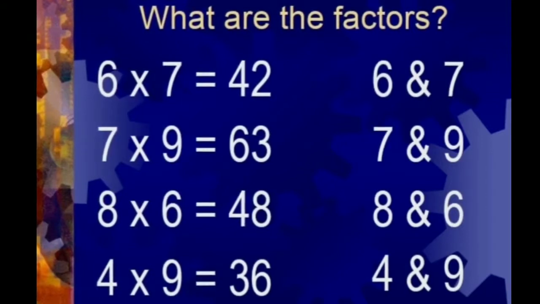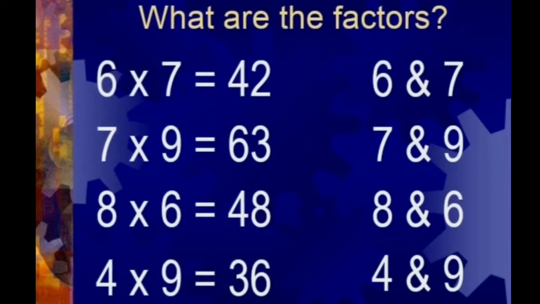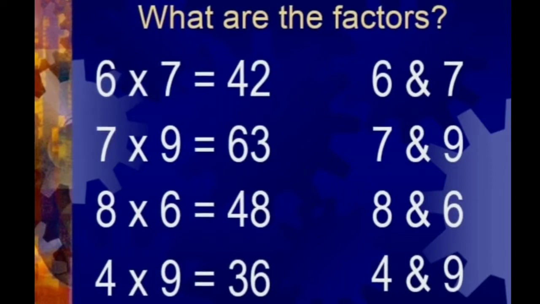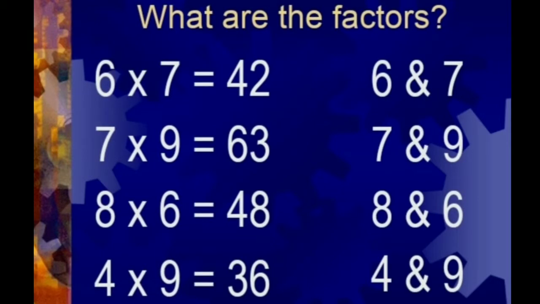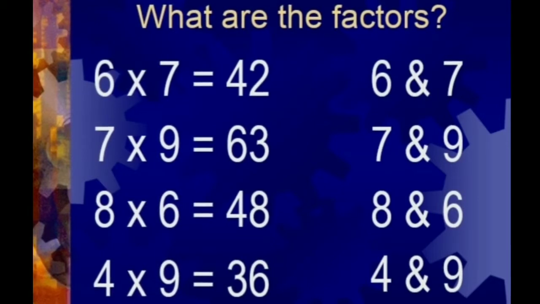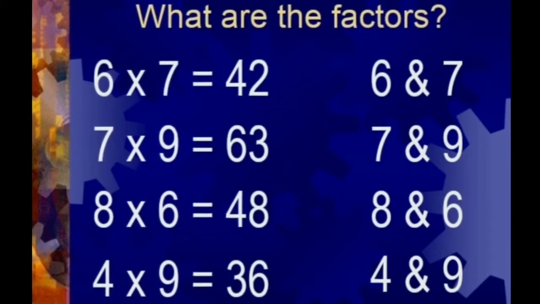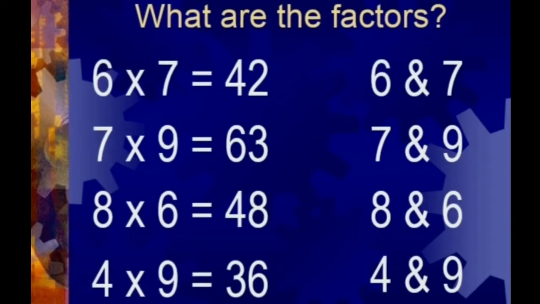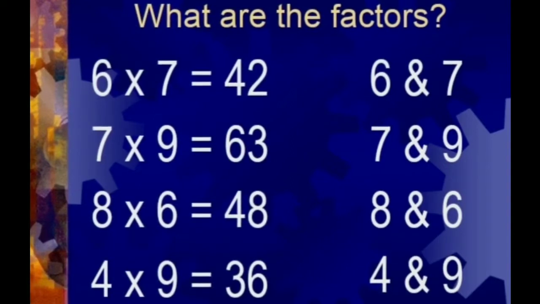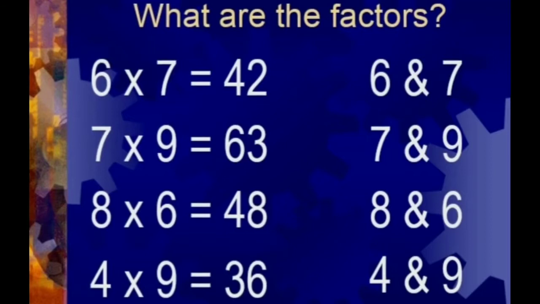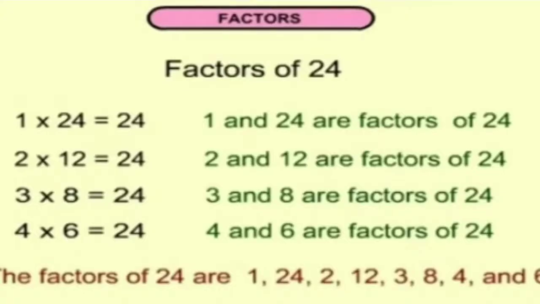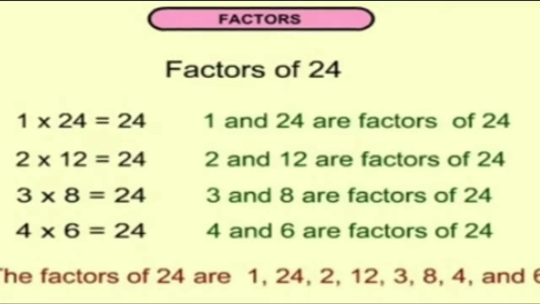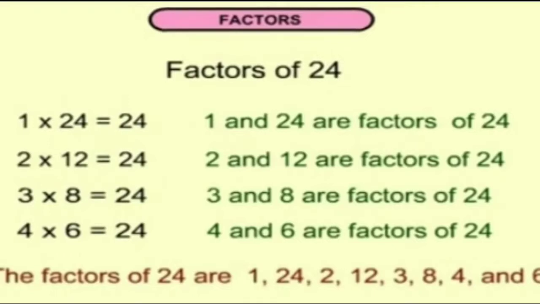It means that the tables you write consist of factors, means two factors multiply and give a product. However, one thing you need to note is that a number may contain more than two factors also. For example, here I have taken the number 24 and I have to determine the factors of 24. So the factors of 24 can be 1 into 24.